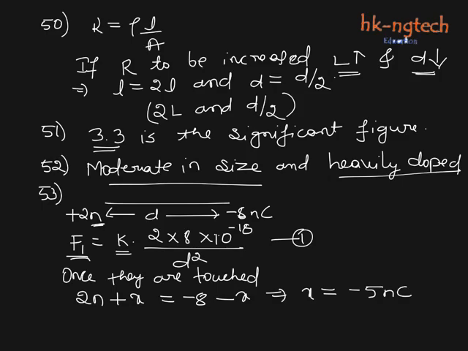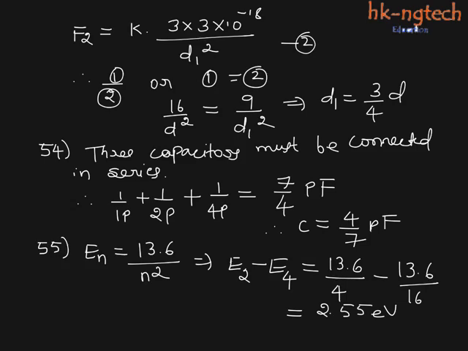Okay, once they are touched, obviously there must be a flow of charge carriers from higher potential to lower potential, that is from minus 8 to plus 2. How much charge is transferred is nothing but minus 5 nanocoulomb, from higher potential to lower potential. So at point A it is nothing but minus 3 nanocoulomb, and on the opposite side it is also minus 3. At that time the new force of repulsion must be equal to constant K into 3 into 3 into 10 to the power of minus 18 divided by d1 square.